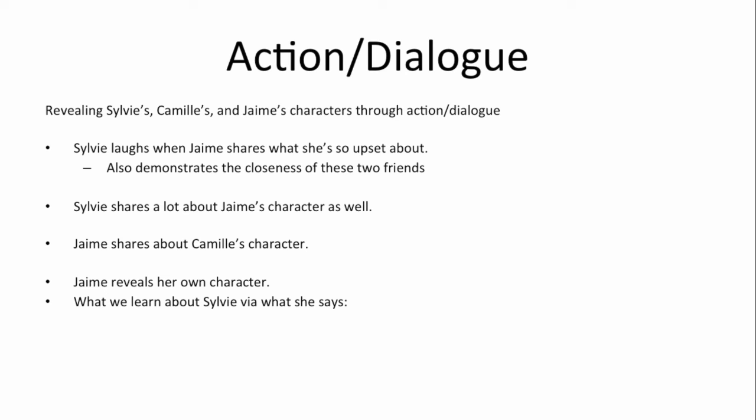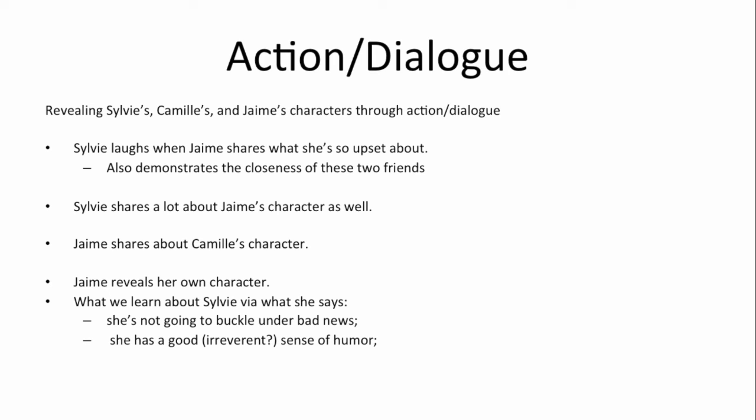And so what we learn about Sylvie via what she says, via the dialogue, is she's not going to buckle under bad news, right? Which is probably why Jamie wanted to share with her. She's not going to judge. She's just going to kind of be there. She has a good, irreverent, maybe, sense of humor about things that are in a bad situation. She can still have a sense of humor about it. And she's ultimately kind to her friends. So she's going to be there for Jamie, certainly imperfectly, but she's still going to be there for her.